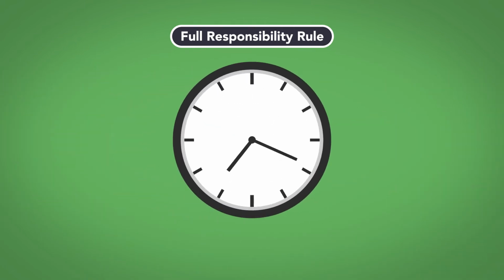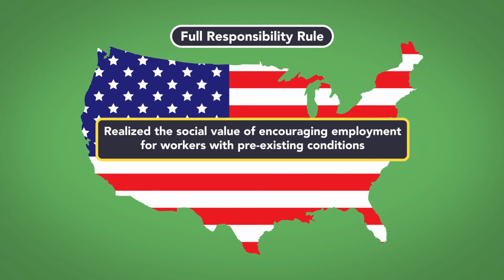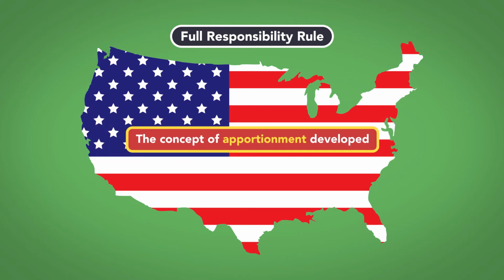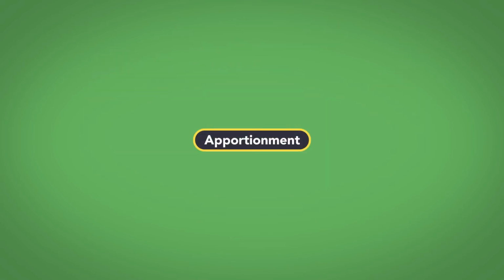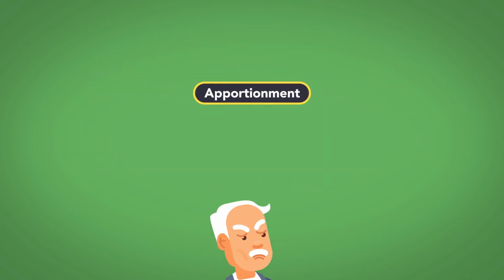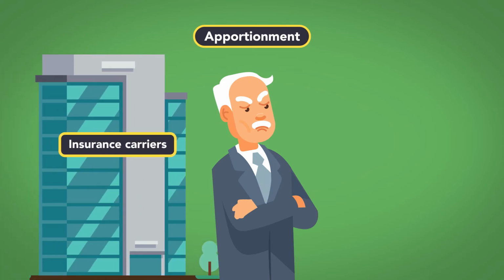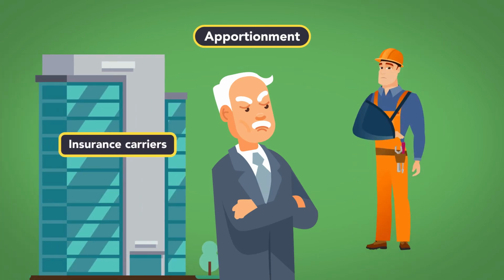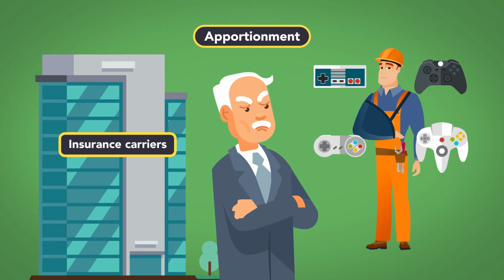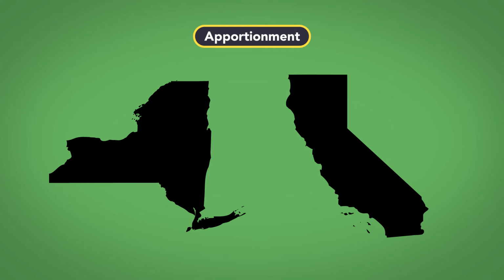With time, however, state legislatures realized the social value of encouraging employment for workers with pre-existing conditions, and many state laws began to change. The concept of apportionment developed. Apportionment is a tool used by employers and their insurance carriers to avoid liability for disability unrelated to their employment. Many states, including New York and California, have instituted systems of apportionment.